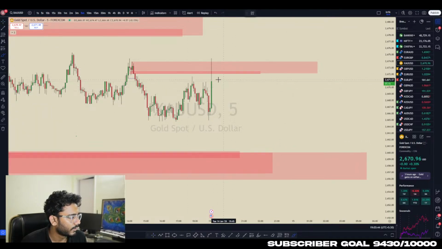So the price can continue to the downside. If this is a liquidity sweep, then price will continue to the downside. So if this low is broken, then probably we will look for sell side entries in continuation to the downside.